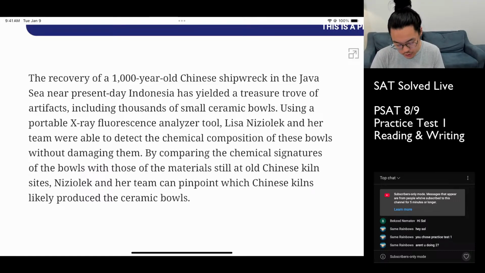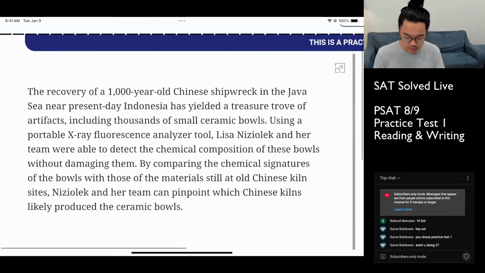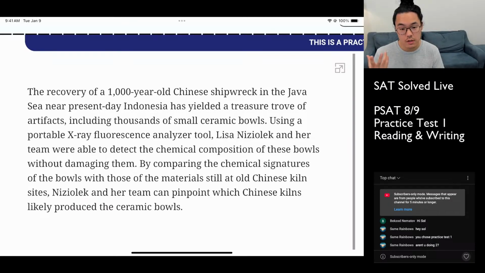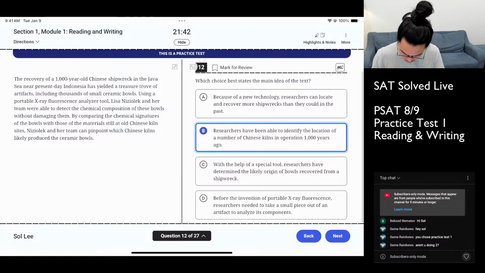The recovery of a 1,000-year-old Chinese shipwreck in the Java Sea near present-day Indonesia has yielded a treasure trove of artifacts. Chinese shipwreck, Java Sea, Indonesia. Okay, good. Artifacts, and then we have a tool, and we're detecting the chemical compositions without damaging, and pinpointing which kiln they came from. Okay, that's cool. Main idea of the text is that Liza Niziolek was able to pinpoint the kilns that were the source of the artifacts from this ruin. Researchers have been able to pinpoint the location.